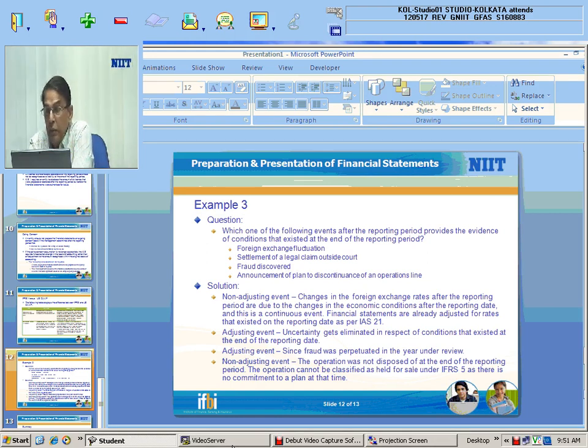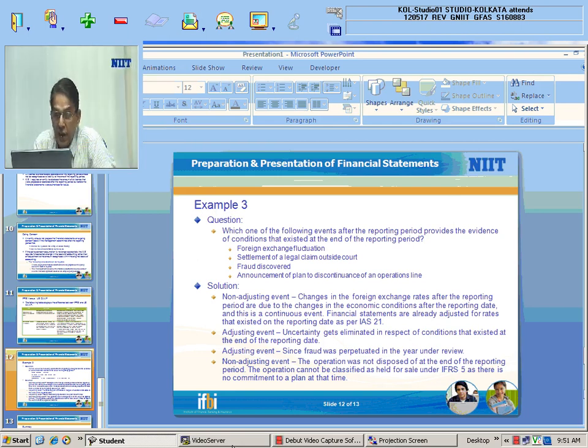Then the second one, settlement of a legal claim outside court. It's an adjusting event, because when a case is settled outside the court, uncertainty gets eliminated in respect of a condition that existed at the end of the reporting date. At the end of the reporting date, the case was still pending; it was still not settled.